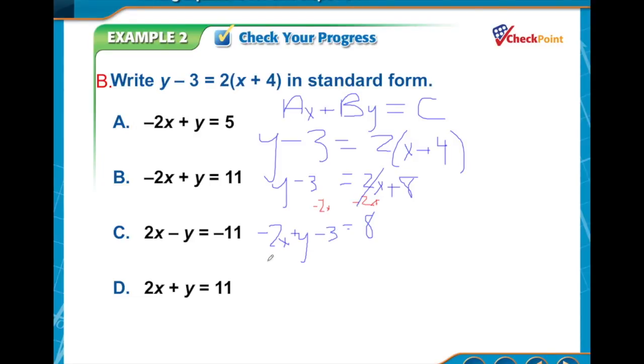Now, we can get rid of that negative 3 because we don't want any constants on the left side. We just want our variables. So we can add 3 here and here. And with a little bit of addition, these will cancel out. On the right, we will get 11. So negative 2x plus y equals 11.